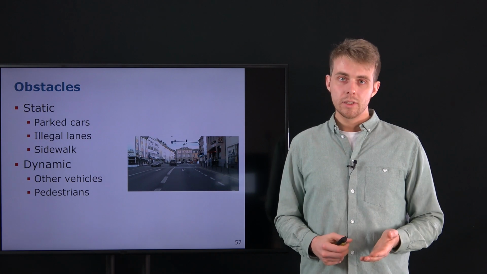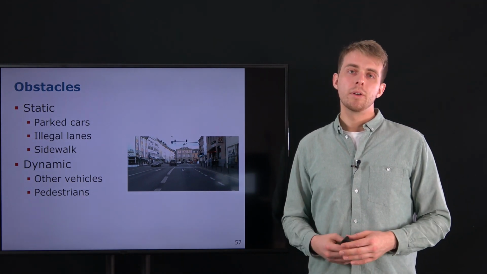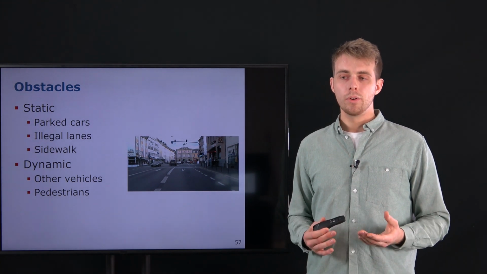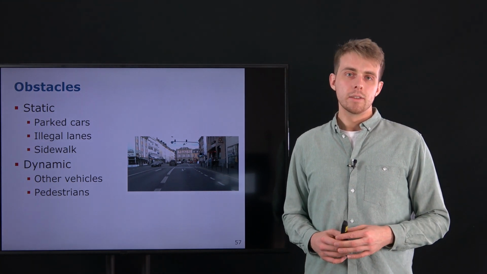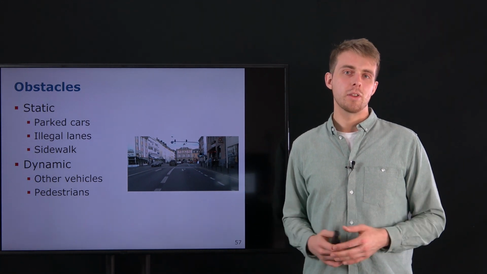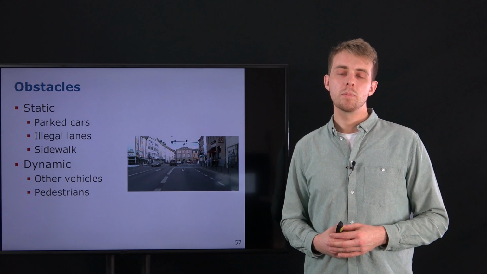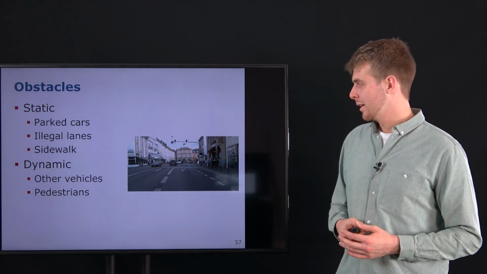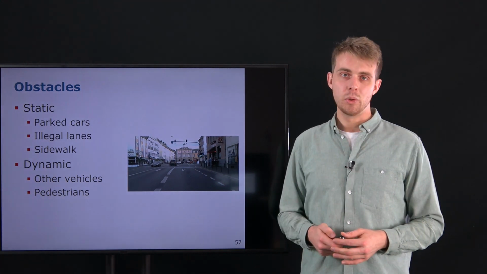So for the obstacles, this is a very important goal we need to account for, or an important score, since this is actually the most important thing: that we do not crash into other cars. So we need to have an obstacle-free path. And from the view from the beginning, you can see that there are many different obstacles we might encounter.